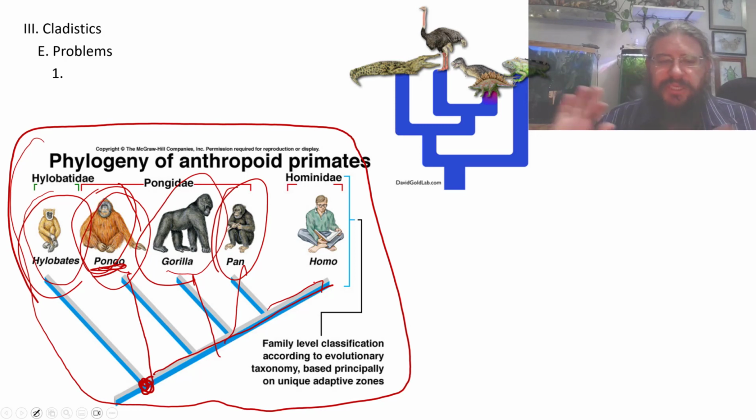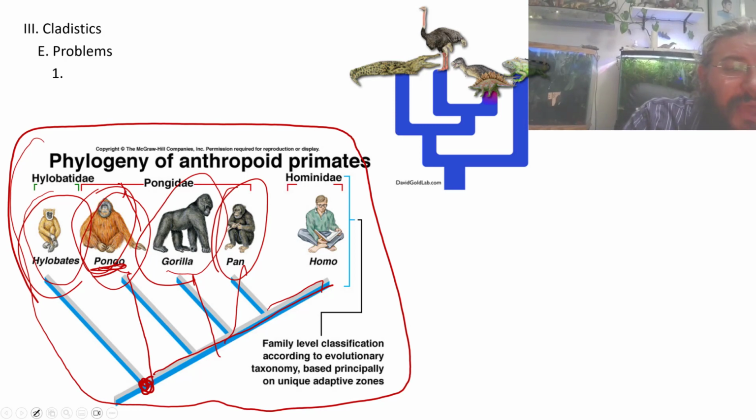So once upon a time, hypothetically, it was a monophyletic clade, right? Orangutans sure look an awful lot like gorilla and Pan, right? So it made a lot of sense to put orangutans in Pongidae. But they are not particularly closely related to gorillas and chimpanzees. They're far more closely related to the Hylobates. So should they actually be in Hylobatidae?